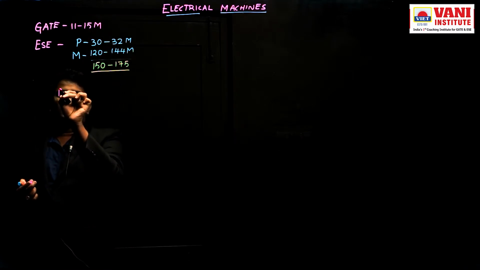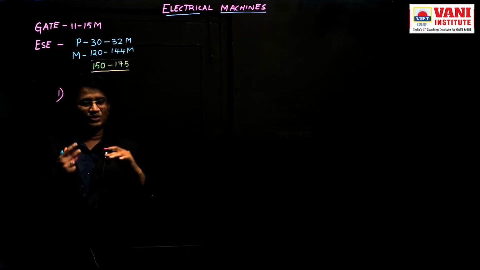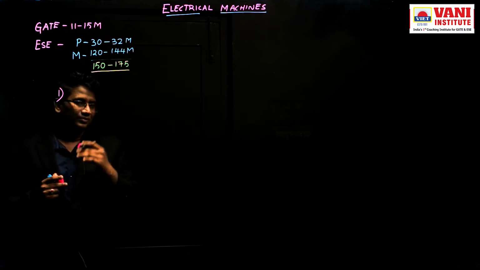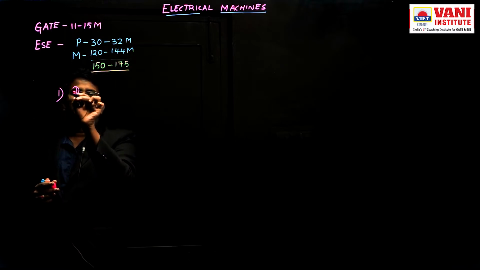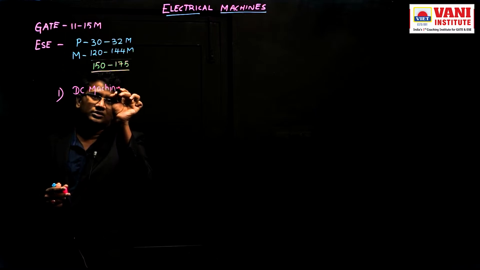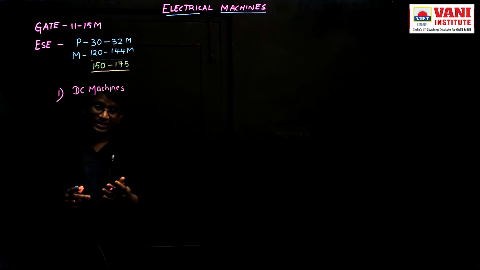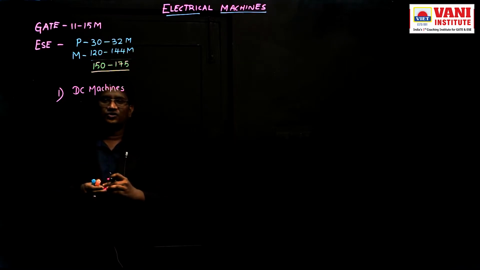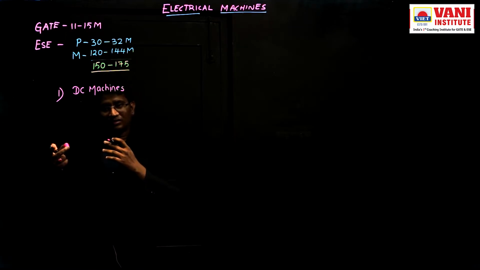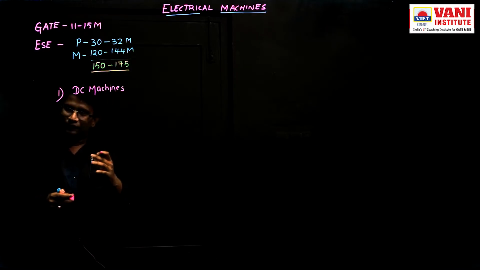Basically, our entire electrical machines subject can be divided into two types. One is rotating type, another one is static, as you know. The very first one is DC machines. In DC machines, we are going to discuss armature reaction, constructional details, characteristics of a generator, speed control of a DC motor, braking methods and starting methods of a DC motor, and so on. We are going to discuss everything in detail.